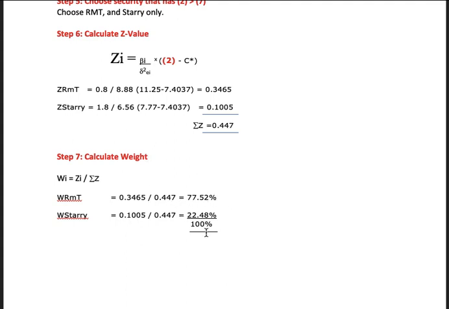And the rest, starry is simply 100 minus ini dapatlah ini. Okay, ataupun nak kira juga, it's no problem. So the weight for starry is Z for starry just now 0.1005 divided by the total Z 0.447 and then you get 22.48%. And then if you both tambah the both of them, you will get the weight for the investment is 100%.